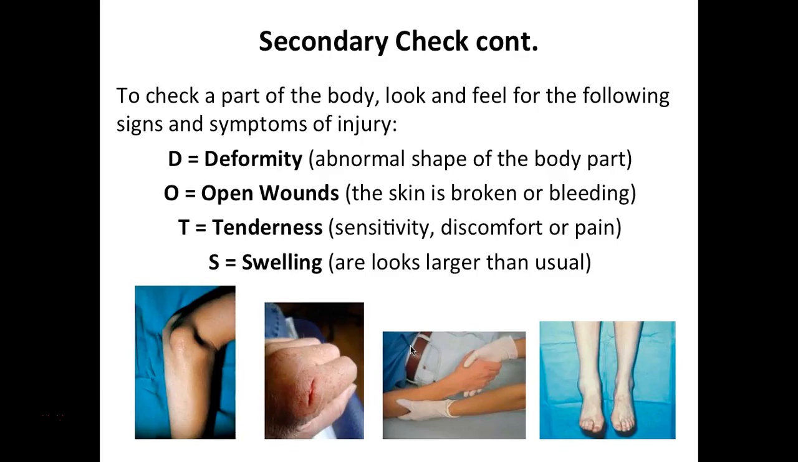For a secondary check, you're going to look for what we call DOTS: deformity, open wounds, tenderness, and swelling. To check the part of the body, look and feel for the following signs and symptoms. Is it deformed? Is there an abnormal shape to the body part? There you go, dislocated elbow. Are there open wounds? The skin is broken or bleeding. Is there tenderness? Does the person have sensitivity or discomfort whenever you touch a part of their body? And is there swelling? Does it look larger than usual?